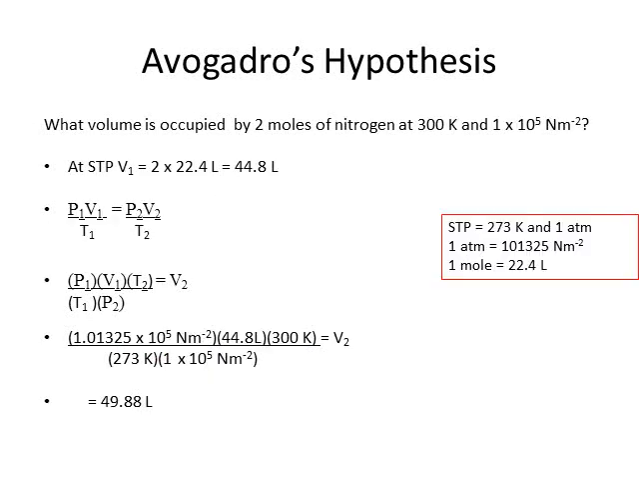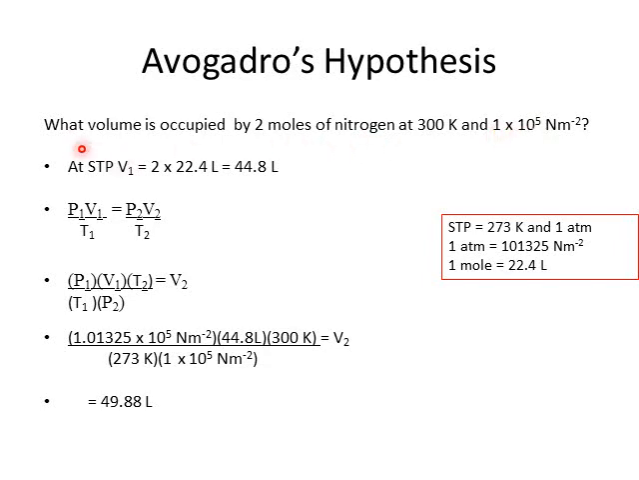Just to show you when we use different units of measure, let's have a look at this one. What volume is occupied by 2 moles of nitrogen at 300 Kelvin and 1 by 10 to the 5 Newton per meter squared? So we're dealing with a Pascal here for pressure. Now I wouldn't have to put in the 1 by 10 to the 5. Sometimes it's just written as 10 to the 5 Newton per meter squared. So you would be expected to know it's actually 1 multiplied by.